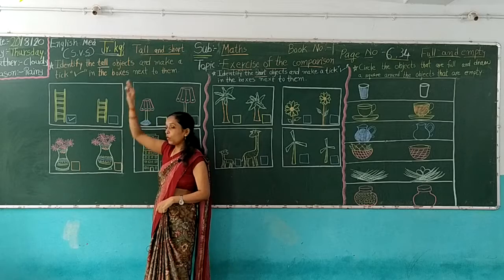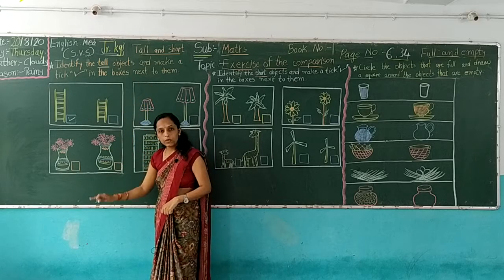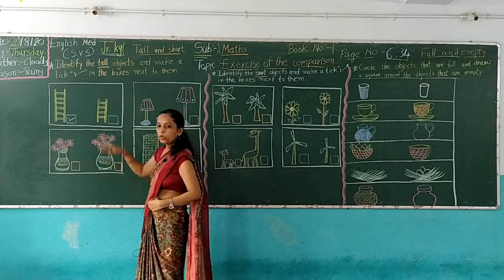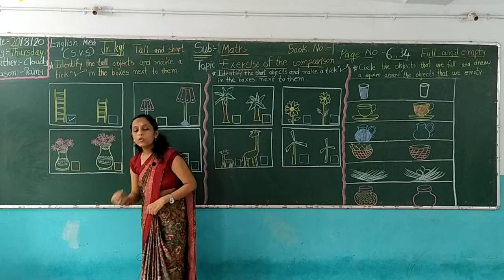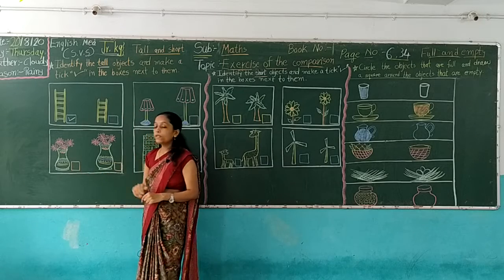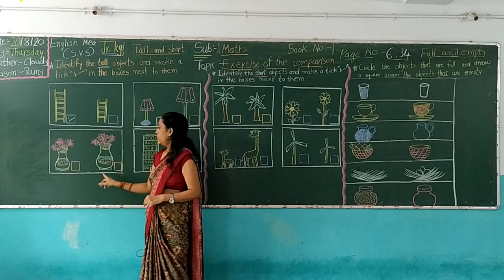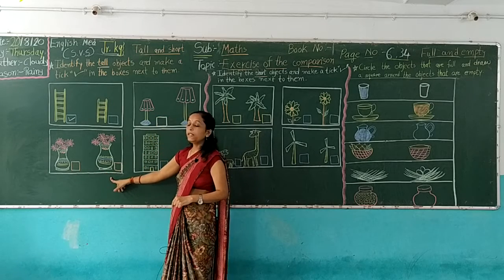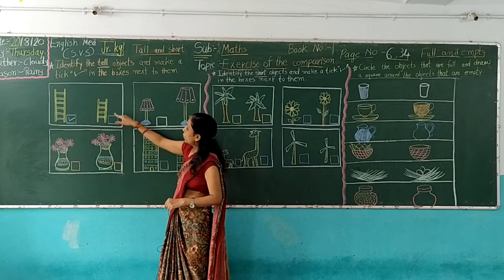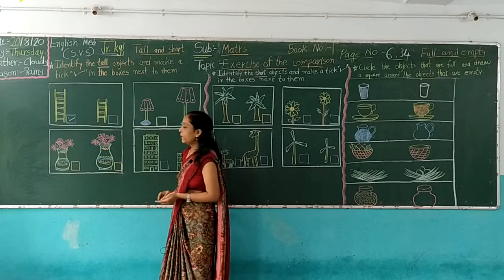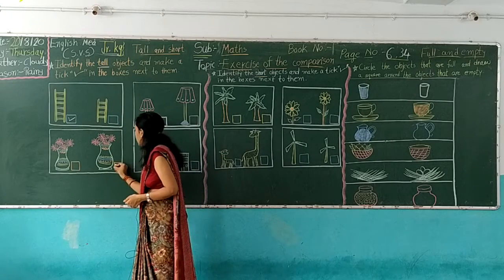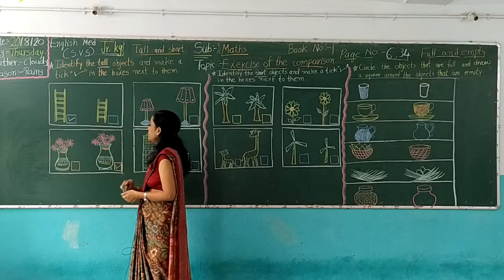One is tall and other one is short. So which flower pot is tall? Tell me. This? No. This? Yes. This flower pot is tall. So tick the right here, tall object.